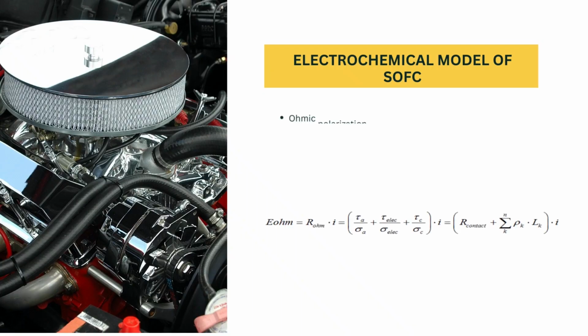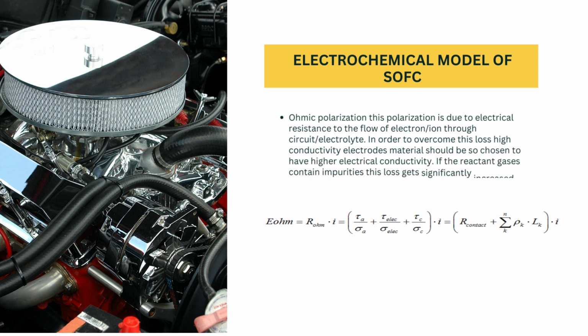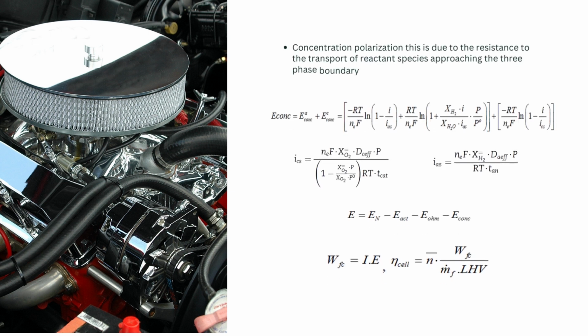Ohmic polarization is due to electrical resistance to the flow of electrons and ions through the circuit and electrolyte. In order to overcome these losses, a highly conductive electrode material should be chosen. If the reactant gases contain impurities, these losses get significantly increased. For calculating these losses, this relation is used. Concentration polarization is due to resistance to the transport of reactant species approaching the three phase boundary, in short TPB, and the transport of product species leaving the TPB.